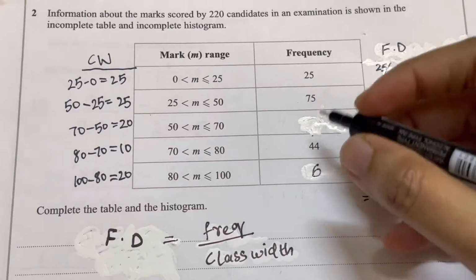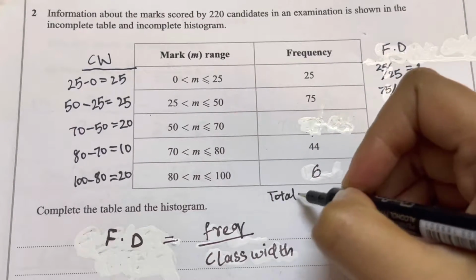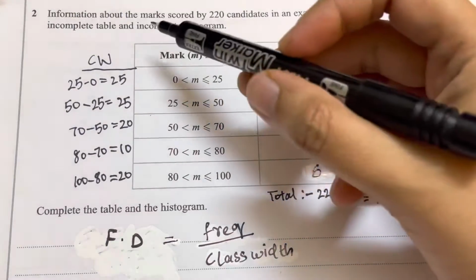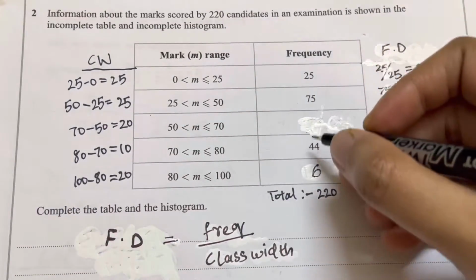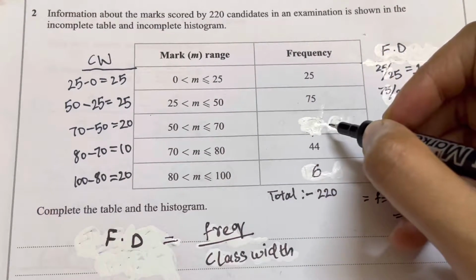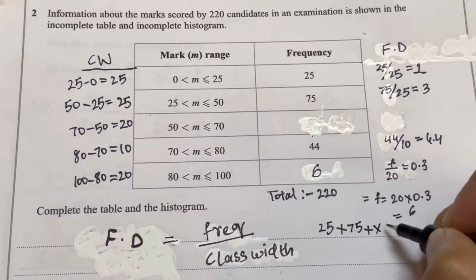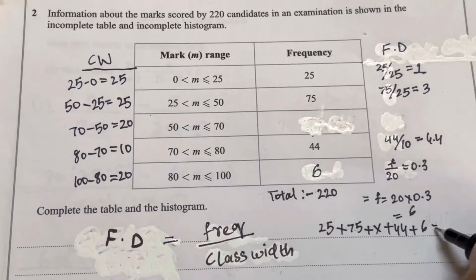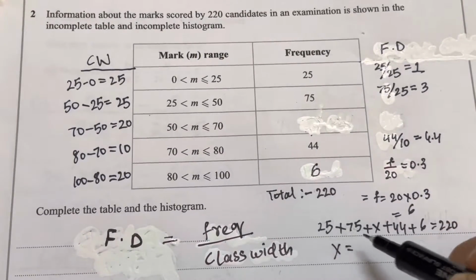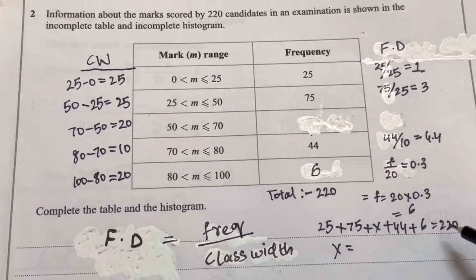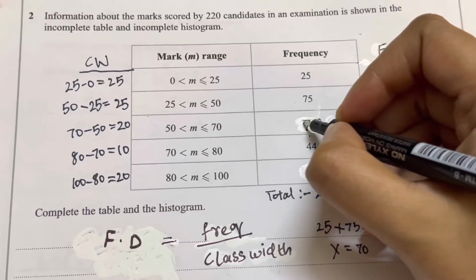The frequency here is 6, and there's one more frequency that's missing. So now we know that the total here is 220. As told in the question, there are 220 candidates. So we're just going to add up all of them. That's 25 plus 75 plus, let it be x, we don't know, plus 44 plus 6 equals 220. So all you need to do is add all of them and then subtract it from 220. And what you're going to get is x equals 70. So the missing frequency is 70.